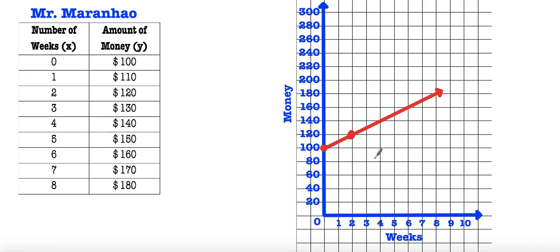And then after 3 weeks, he would have 130. And now that's hard to see on our graph, but because it's in between, we could estimate if we are not sure, but in this case, we have our table to tell us for sure. And then at 4 weeks, he would have $140. So there are some exact points on our graph that make it a little bit easy for us to see.